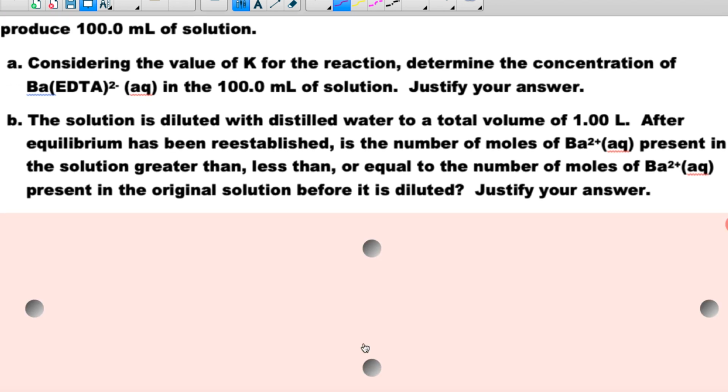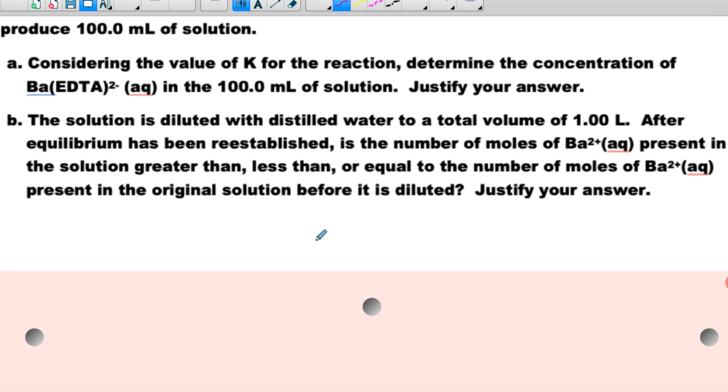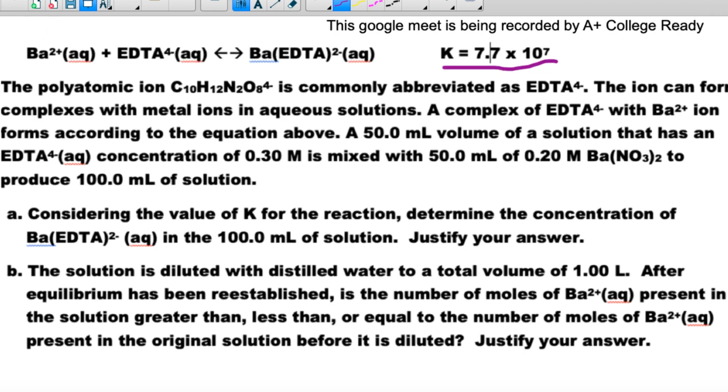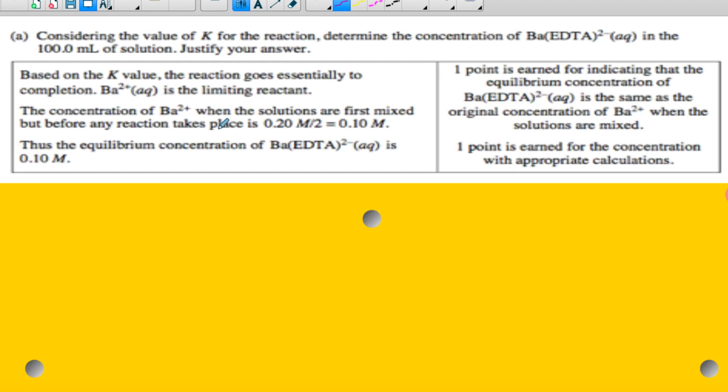So let's see if we can answer part A. K is really, really large. It goes to completion. Barium is the limiting reactant. The barium is 0.2 molar, whereas the EDTA is 0.3 molar. So you're going to run out of the barium nitrate first. The concentration of barium when the solutions are first mixed, but before any reaction takes place, is 0.2 molar divided by 2, which gives you 0.1 molar.